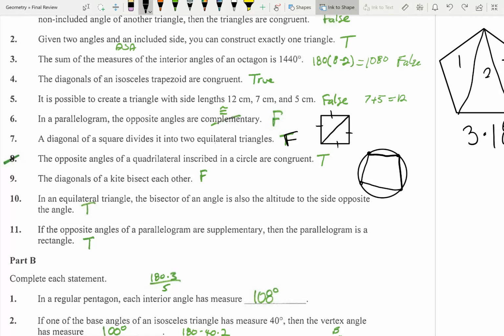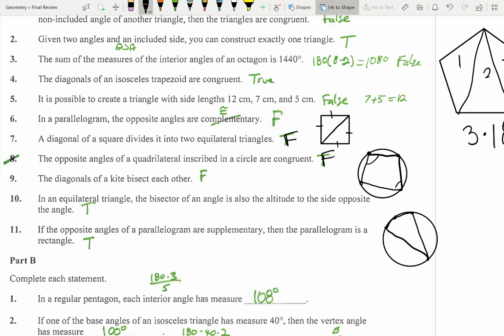It says opposite angles are congruent to each other. Well, I can tell you right now that these angles definitely don't look congruent to each other. I could easily make a quadrilateral like this, and then a side way over here, and there's no way opposite angles are congruent to each other. So this should be false, not true.